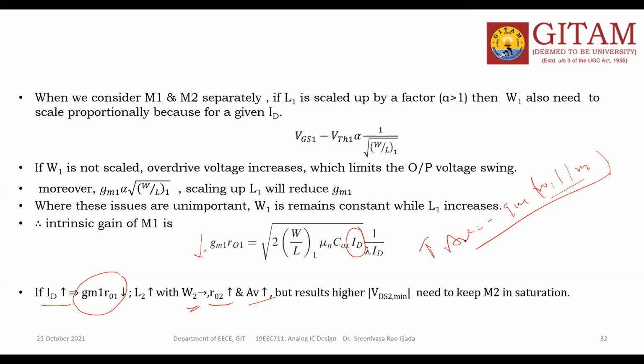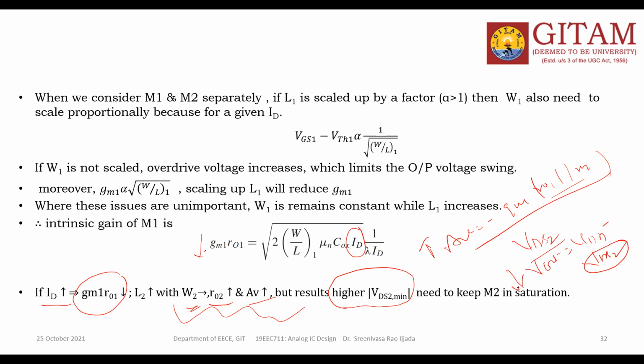But this will give one problem. What is that? Because of these changes, you will get a higher VDS2 minimum. This will be more. Generally you can write the output like this: Vout is equal to VDD minus VDS2. Whenever this is more, definitely Vout will decrease.